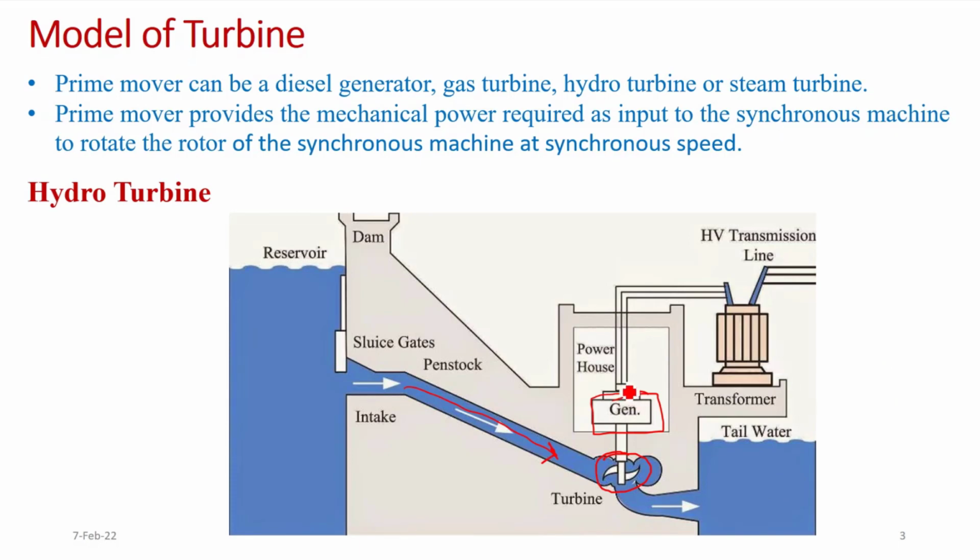Now the generator output is connected to the grid through the generating transformer, which of course is a step-up transformer. Here we have the sluice gate. The sluice gate is actually in the reservoir itself. It controls the water flow.